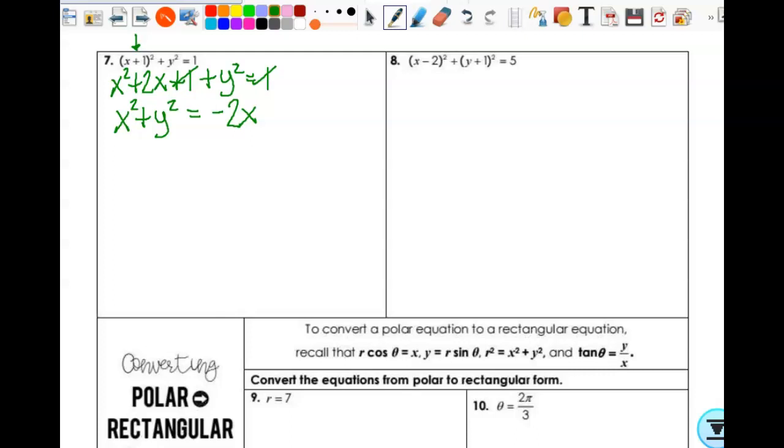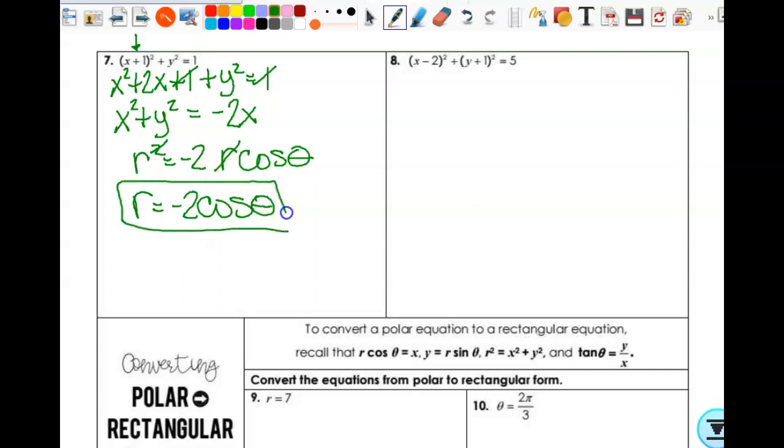And then what is x squared plus y squared? R squared. So this is r squared equals negative 2 times what? R cosine theta. Don't forget the r. Then what would I do next? Cancel out an r, this r with one of these. So I get r equals negative 2 cosine theta. And that is an equation of a circle. All right, we're good.